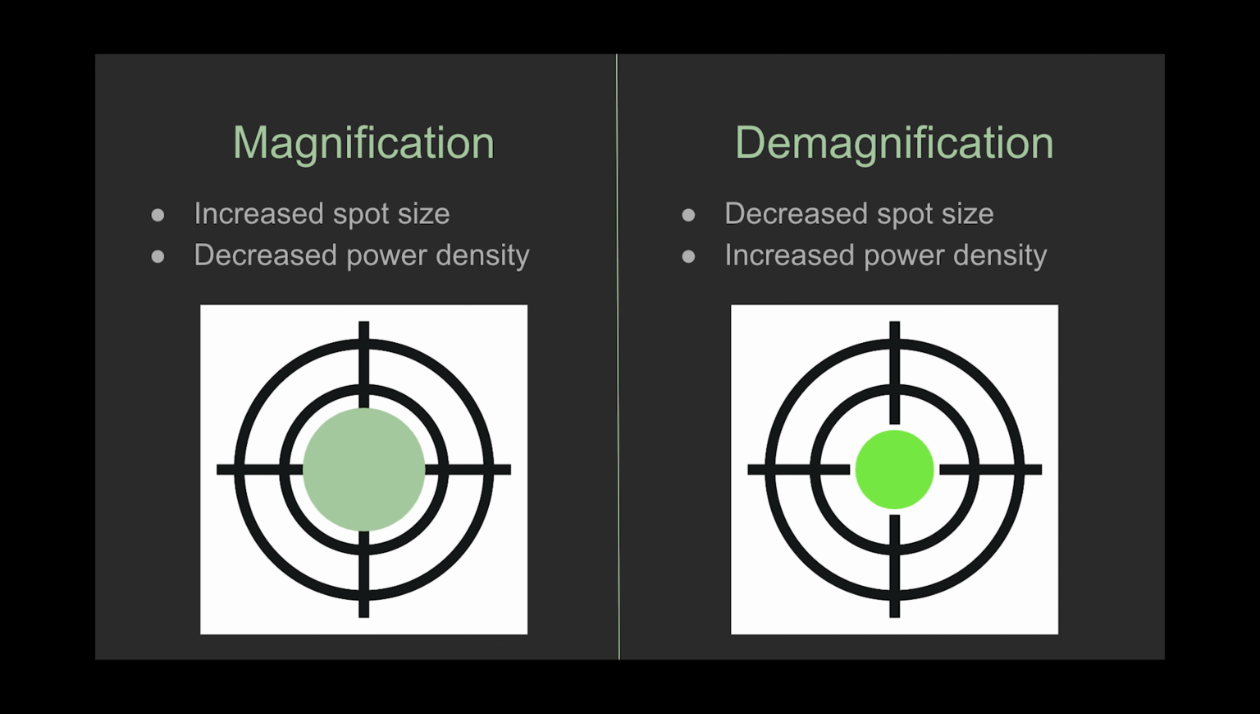When the beam is magnified, the spot size diameter of the beam increases and the power density decreases. This is expected, as the same number of photons in the beam hits a larger area. Inversely, when the beam is demagnified, the spot size diameter decreases and the power density increases.